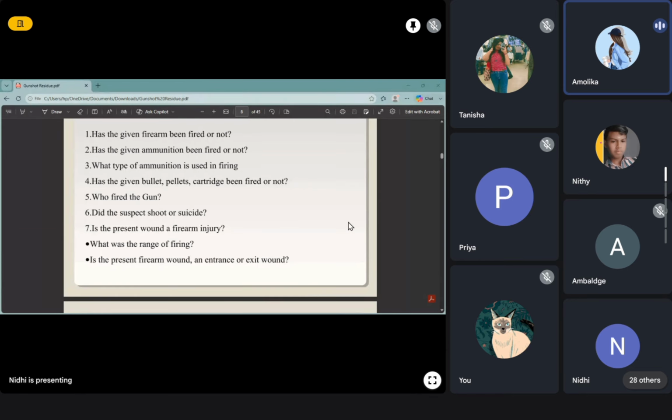Nearby objects we can take for that. Yeah, we can take nearby objects. But by nearby objects, how will you be able to determine who fired the gun? We are not able to completely know that yes, this person is the one who fired the gun.